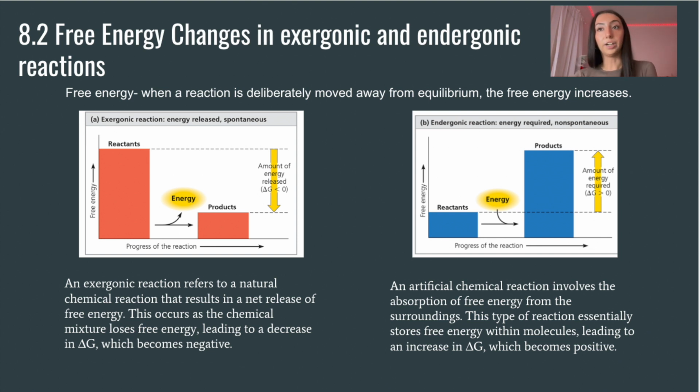An exergonic reaction refers to a spontaneous chemical reaction that results in a net release of free energy. This occurs as the chemical mixture loses free energy, leading to a decrease in G, which becomes negative. Free energy is pretty much when a reaction moves away from equilibrium and the free energy will increase.